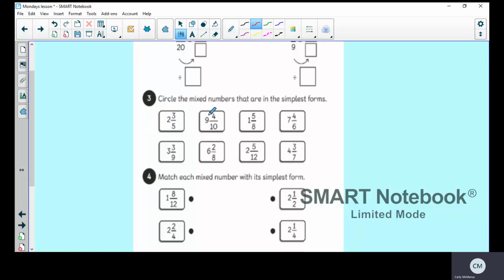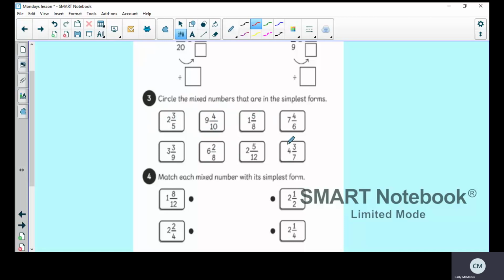And then you check the next one. 9 and 4/10. So let's look at the 4/10. 1 fits into both, okay, that's fine. Does 2 fit into both? 2, 4, yeah. 2, 4, 6, 8, 10, yeah. So far we know we can divide it by 2. Does 3 fit into both? No, it doesn't, because 3 can't fit into 4 equally. Does 4 fit into both? Well, 4 fits into 4, but 4 does not fit into 10. 4, 8, 12. So this can be divided by 2. So this is not in its simplest form. So we wouldn't circle that because that's not in its simplest form.